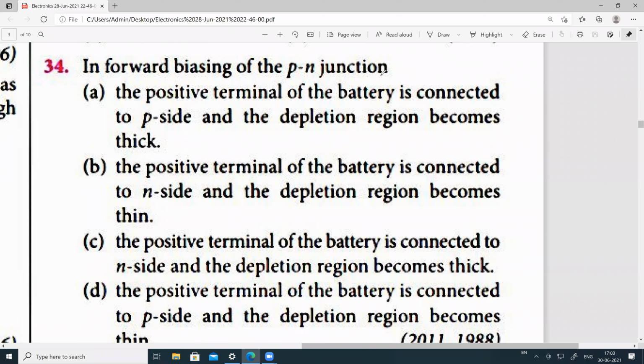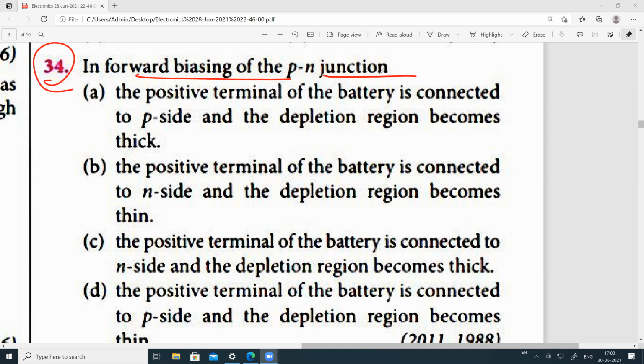34th one. In forward biasing of a PN junction, they have given 4 options. First one, the positive terminal of the battery is connected to P side and the depletion region becomes thick. Second one, the positive terminal is connected to N side and the depletion region becomes thin. Third one, the positive terminal is connected to N side and the depletion region becomes thick. Fourth one, the positive terminal is connected to P side and the depletion region becomes thin.